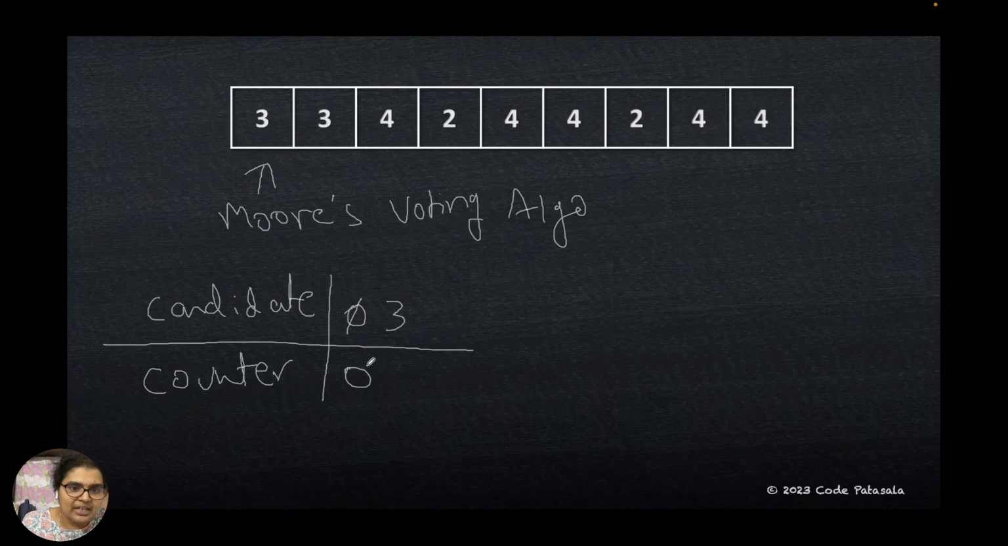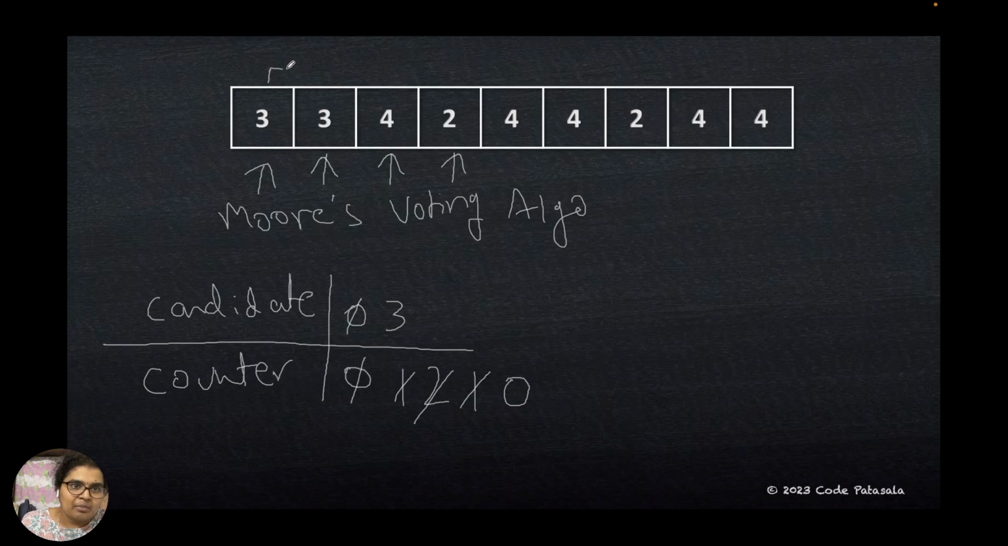When the current element is equal to the candidate, we increment the counter. Now we move to the next pointer. Current element is equal to the candidate, so we again increment the counter. Now when we reach 4, the current element is not equal to the candidate, so we decrement the counter. When we reach here, again it is not equal to the candidate, so we decrement the counter. At this point we have reached 0.